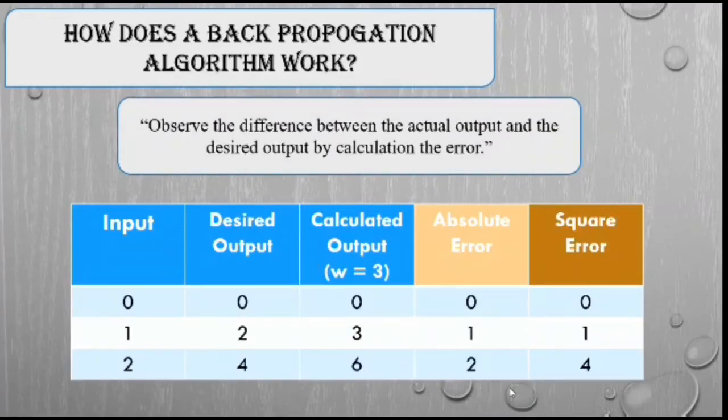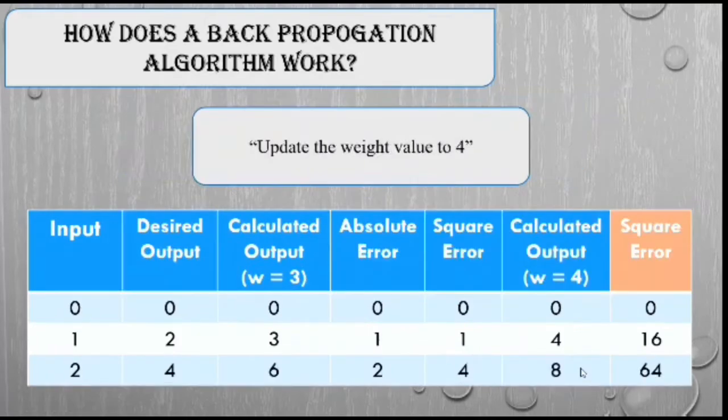So now let's actually find out the error in prediction. For the first input, the error is 0 as both outputs are the same. For the second input, the desired output is 2 and the output given by the model is 3. So the absolute error is 1. And again for the third input, the desired output is 4 and the output given by the model is 6, and this time the absolute error is 2. Now instead of taking the absolute error, we need to actually work with the squared error. So we square this out. Square of 0 is 0, square of 1 is 1, and square of 2 comes out to be 4.